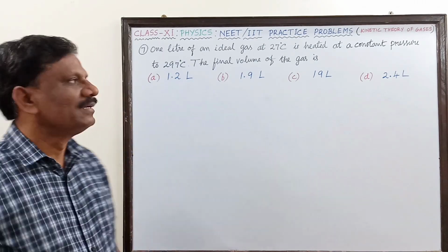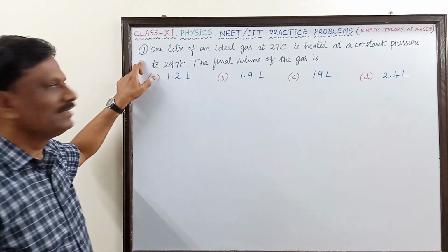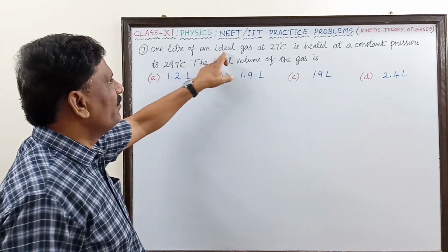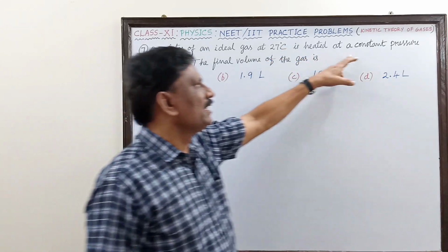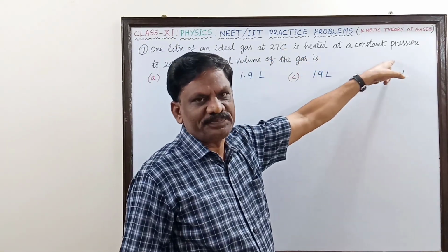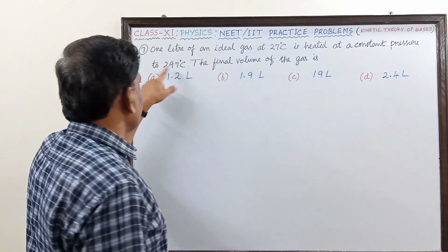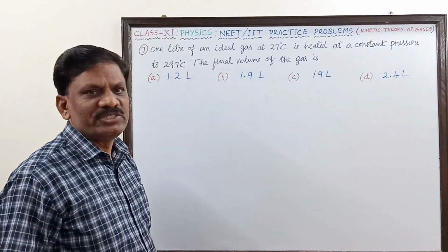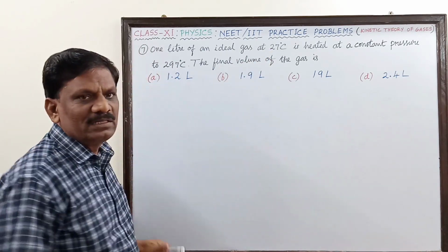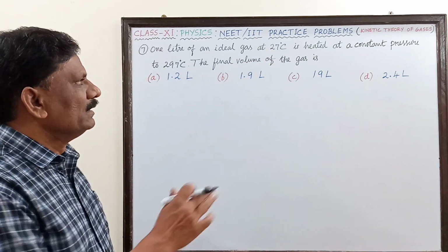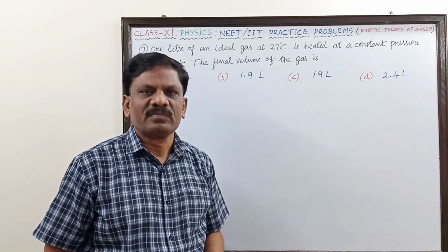Hi students, MCQ number 7. 1 liter of an ideal gas at 27 degrees Celsius is heated at constant pressure to a temperature of 297 degrees Celsius. The final volume of the gas is to be determined. It is a very simple question.